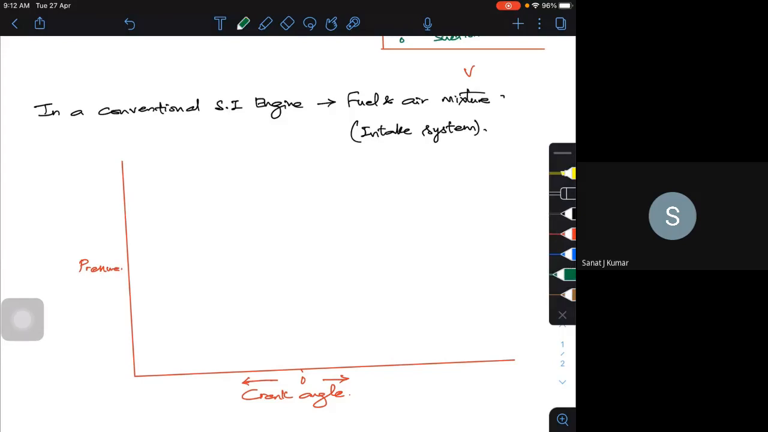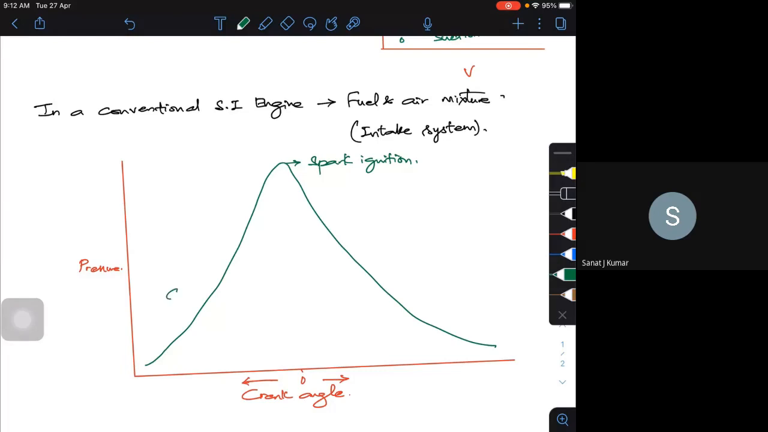The pressure will go to a particular point, exactly when the spark is ignited, maybe at around 70 degrees or 60 degrees. So your peak will come to this particular point and it will go something like this. This is where you have your spark ignition. Spark ignition is done. This is where it is compressed, and this is where it is going to expand.